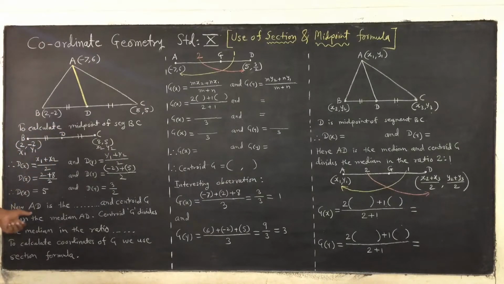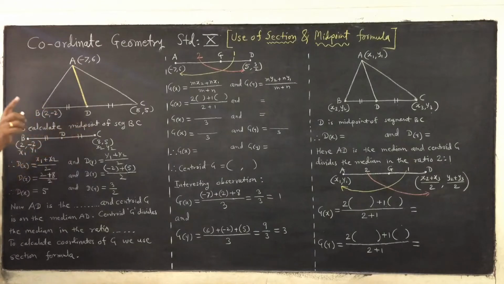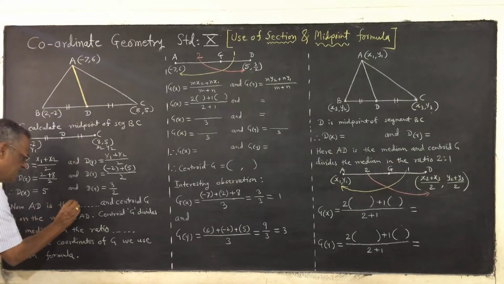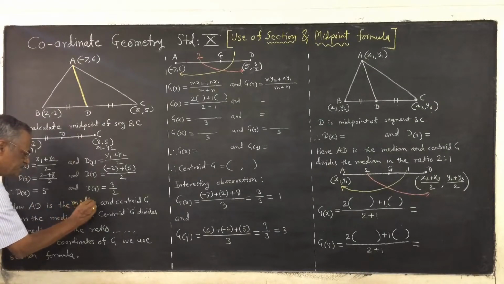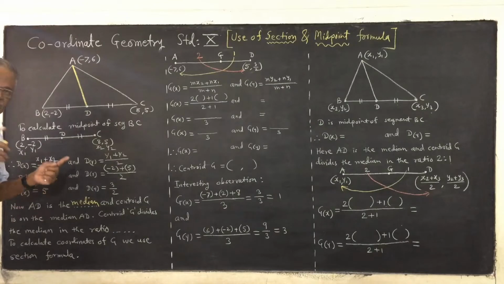After that, we know that A is the vertex, D is the midpoint, then the segment joining the vertex and the opposite side's midpoint is called the median. So AD is the median. Remember that this is the median, and we remember all medians are concurrent, and that point of concurrence is known as the centroid.